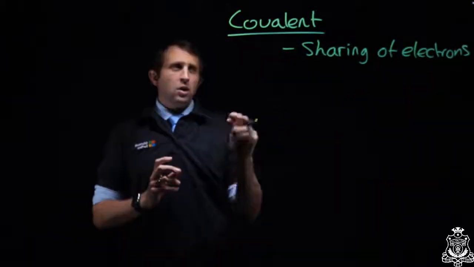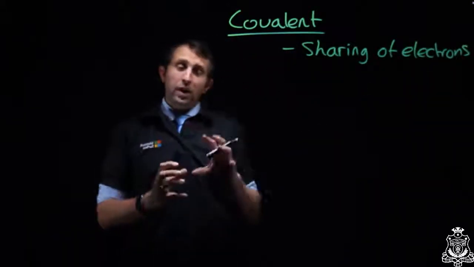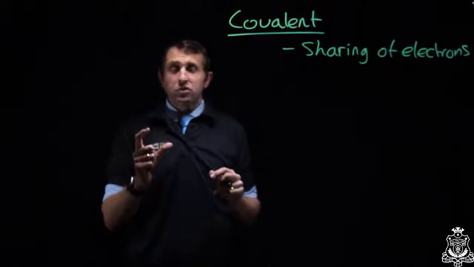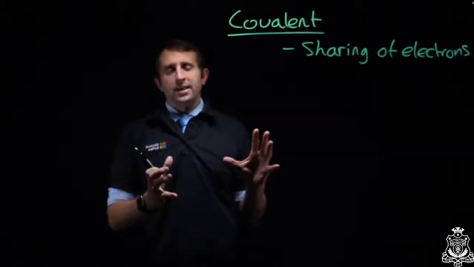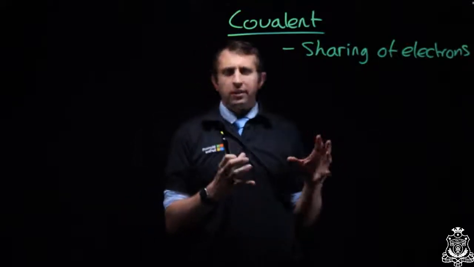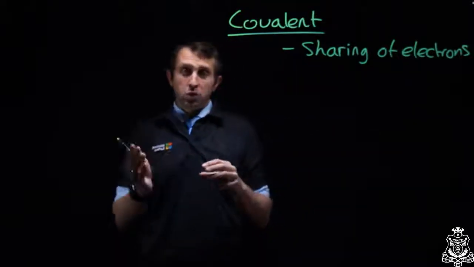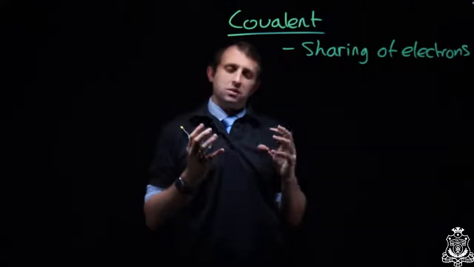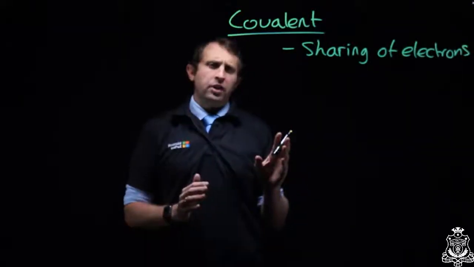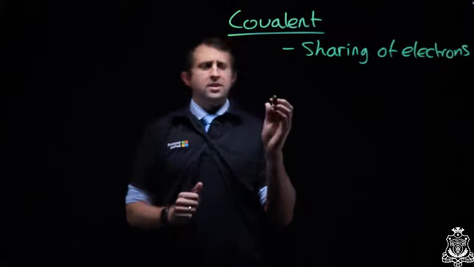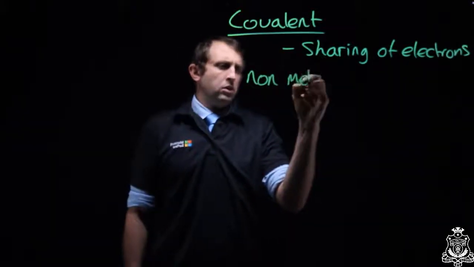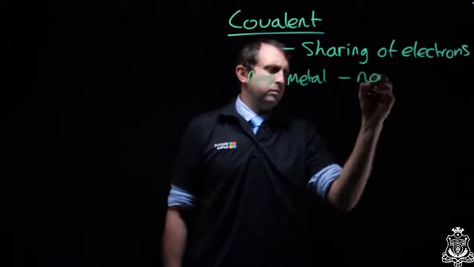As with all bonding, we want to make sure that we have full, stable outer shells. In our case, that's going to be either 2 electrons if it's the first shell, or 8 electrons in any of the other shells. So we're only ever going to look to make a maximum of 2 in the first shell, or 8 electrons in the outer shell. That's what we're going to say is full. The other thing about covalent bonding is that it is between non-metals. So it's non-metal to non-metal.